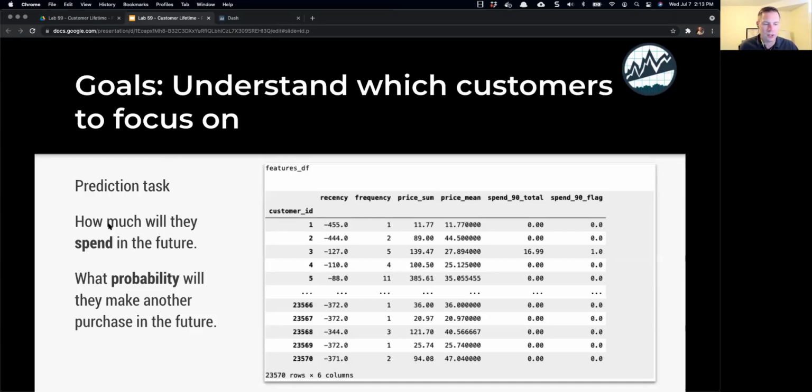We want to know two different things. We want to know how much they will spend in the future. So we're going to be analyzing that in terms of a value, and we can consider this not technically a customer lifetime value, but a customer next 90 days value. So we want to know how much they will spend with us in the next 90 days, and two, what is the probability that they will make another purchase with us? These are different goals, with slightly different strategies and techniques that we're going to have to implement in order to answer these questions.